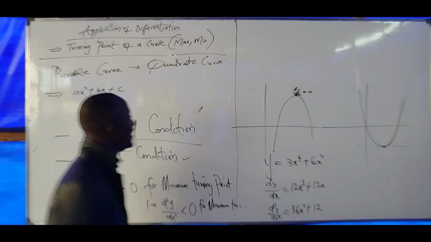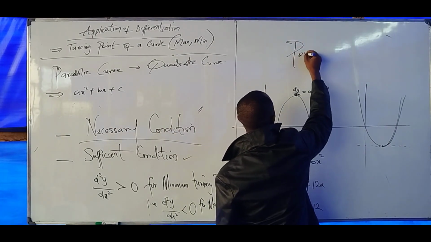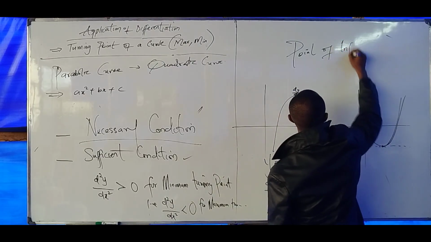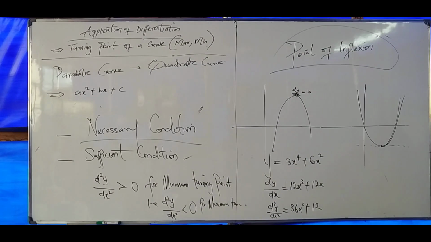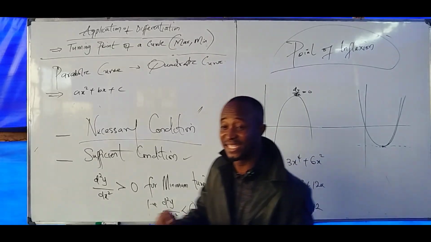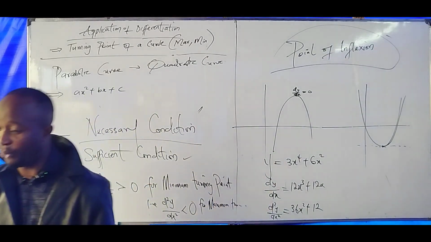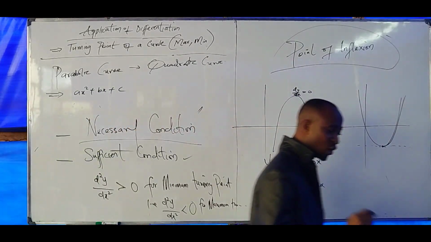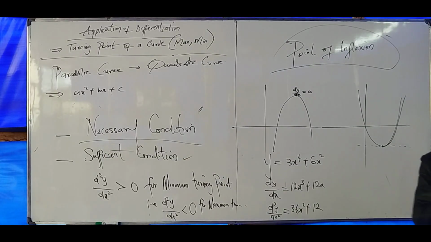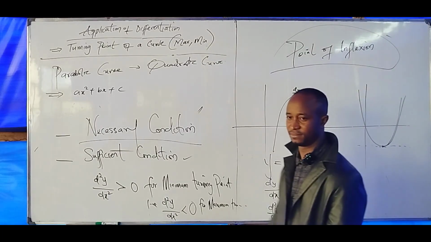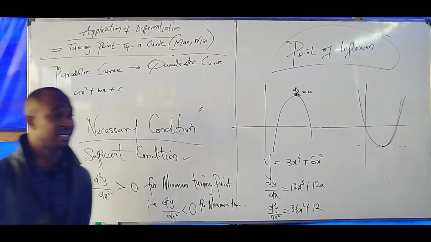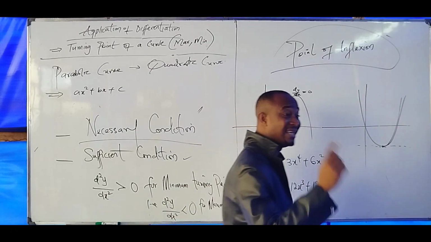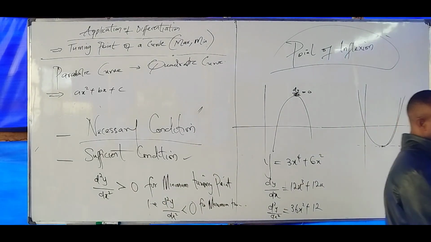What do we have? It's called the point of inflection. Point of what? Inflection. Point of inflection. Listen please. Please write notes. Note that point of inflection is that point in the curve where the curve instantly changes direction. Point of inflection is that point in the curve where the curve instantly changes what? Direction.